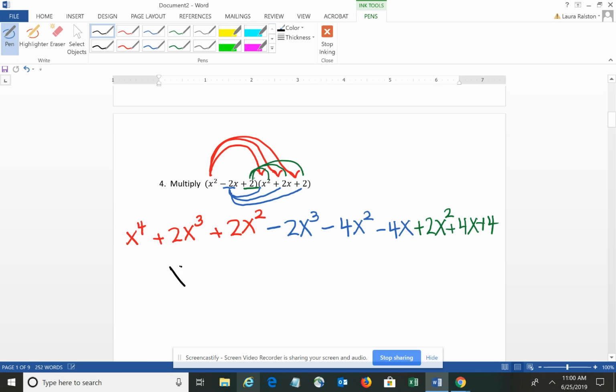So I have x to the fourth, 2x cubed minus 2x cubed is 0. I have plus 2x squared plus 2x squared, which makes 4x squared, minus 4x squared. So that also zeroes out. I have negative 4x plus 4x. That also zeroes out. And I'm left with plus 4. So my answer ultimately is x to the fourth plus 4.